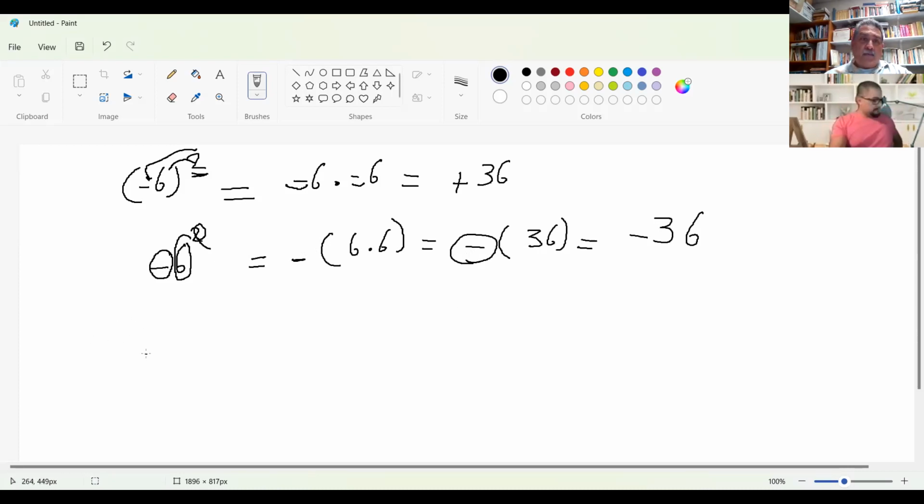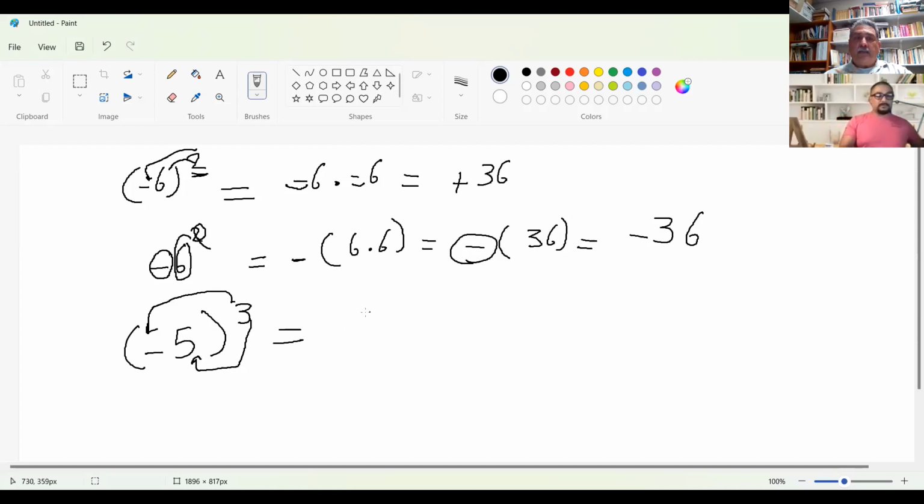Minus 5 to the power of 3. But notice I have this parenthesis. That means this 3 applies to both the sign and also to the integer that I have. That means this is equal to minus 5 times minus 5 times minus 5.